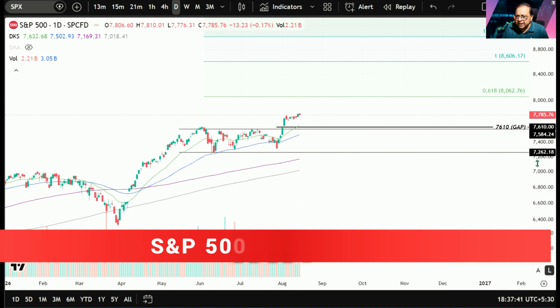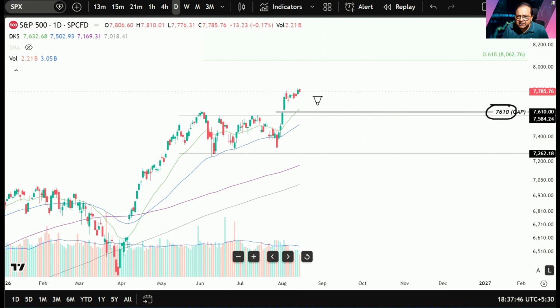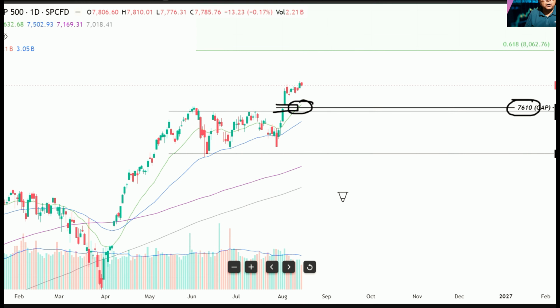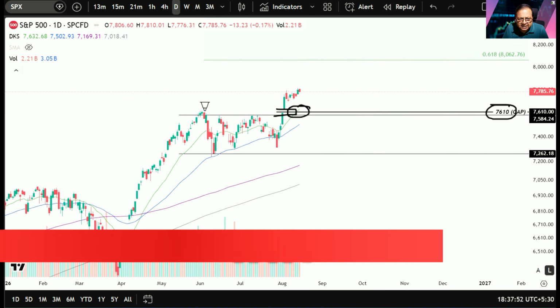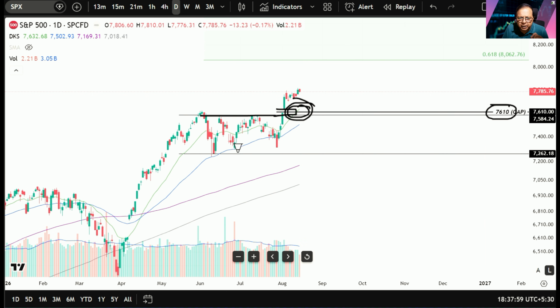Here we can see there is a gap at 7,610. So this gap is also having a support of EMA 21, and this is nothing but the consolidation top, the upper band of the consolidation. So this becomes the important support area for S&P 500.